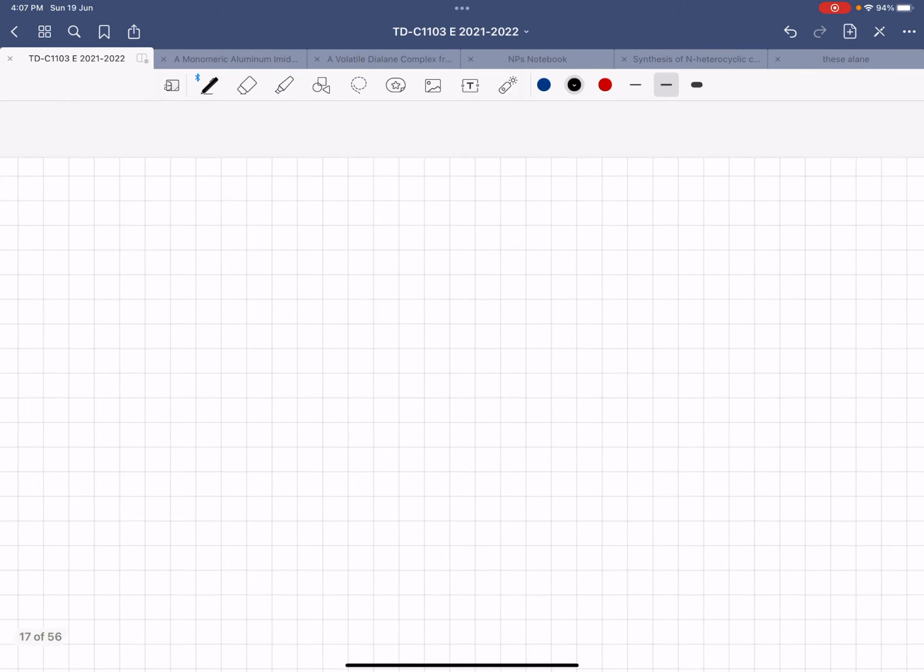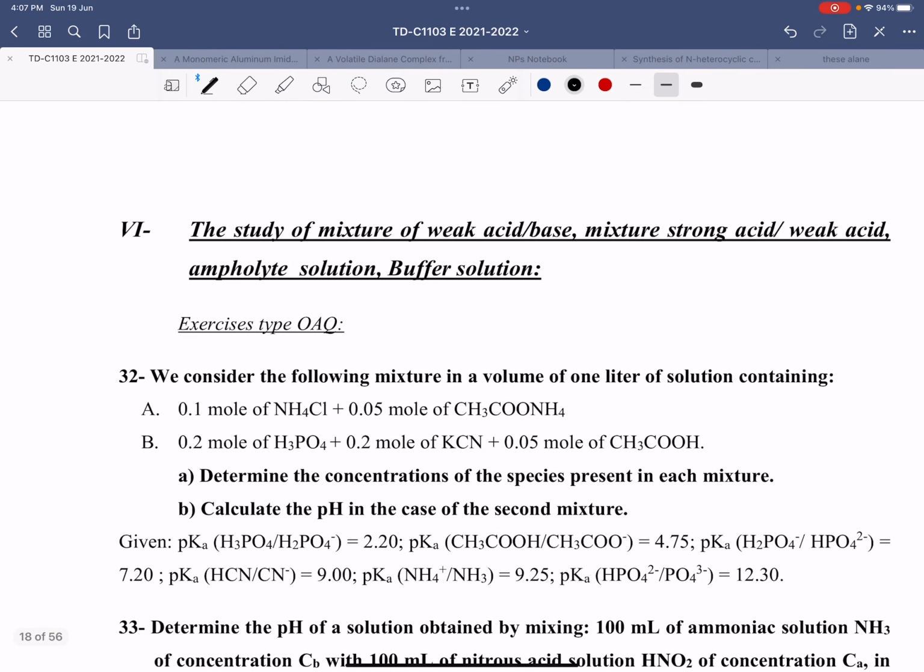Good. Number 31, that's a blank page. Number 32, let's start a new recording.